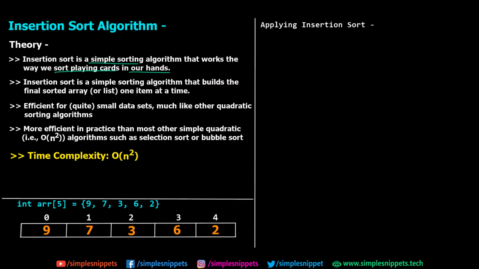Now insertion sort is a simple sorting algorithm that builds the final sorted array one item at a time. Again, pretty much similar to selection sort, wherein we were selecting one element and putting it in the start of the array in the sorted subarray. So we were selecting the smallest one. In insertion, we don't select the smallest one. That's the difference. Now this sorting algorithm is efficient for small data sets, much like other quadratic sorting algorithms. When I say quadratic, it's because the time complexity is to the power of 2. And it's more efficient in practice than most other simple quadratic algorithms, such as selection sort or bubble sort, just because of the way it operates. The time complexity, as I mentioned, is O of n square.